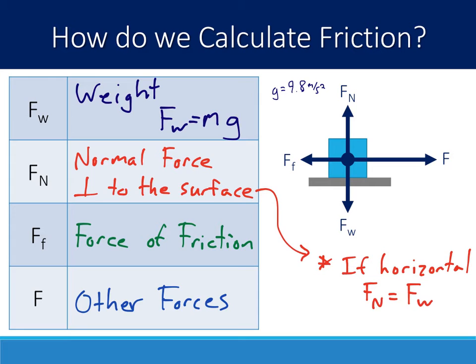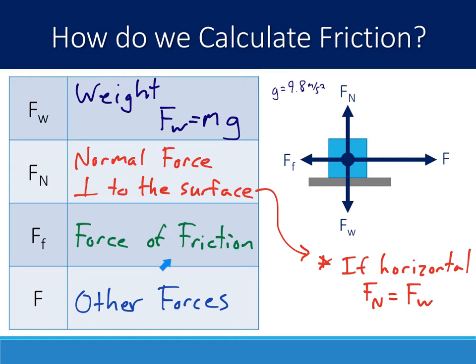All right, so how do we calculate friction? Remember our key terms here. We have force weight, force normal, the force sub F is the force of friction, and then F could be any other forces that are acting on it. It could be applied forces like the reindeer in the last example, or even just a component of a gravitational force. So we're going to take a look at all the forces to help us calculate friction. The weight force is calculated by taking the mass times the acceleration of gravity. The normal force is perpendicular to the surface. If it's horizontal, remember it equals the weight.